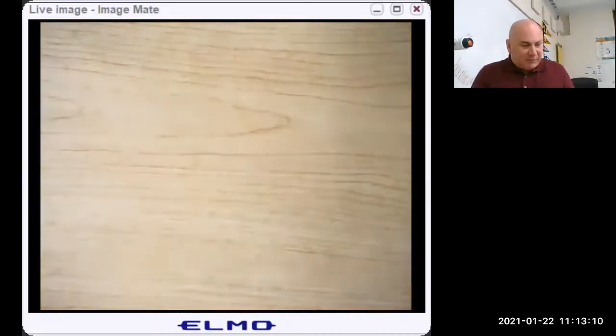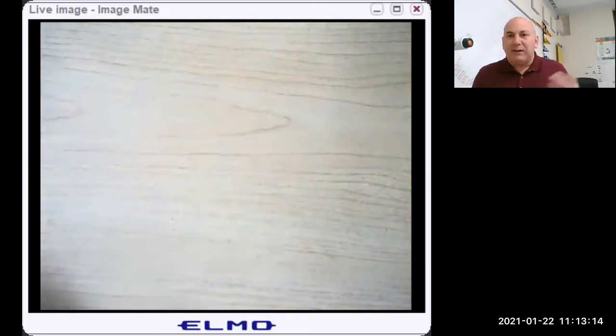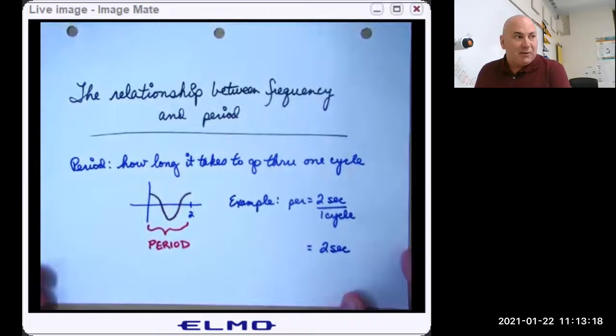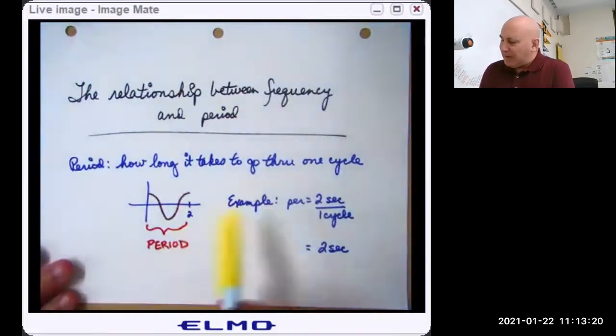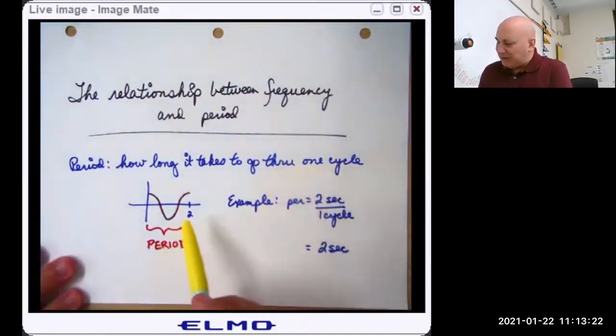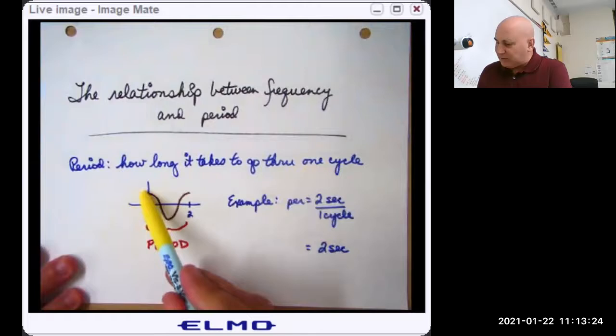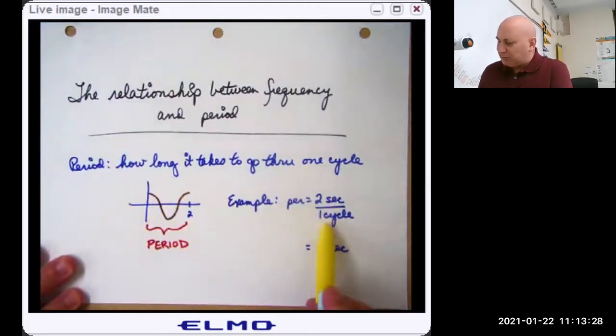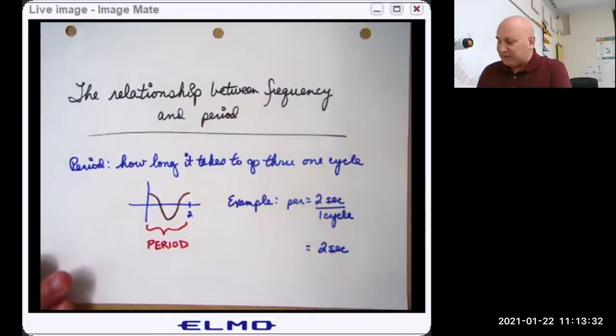All right, there is something we need to learn, and that is the difference between frequency and period of a function. So period is how long it takes to go through one cycle. So in this case, here's a sine curve, and let's say it takes 2 seconds to go through one cycle. Then the period is 2 seconds. And you can see I've drawn that here.